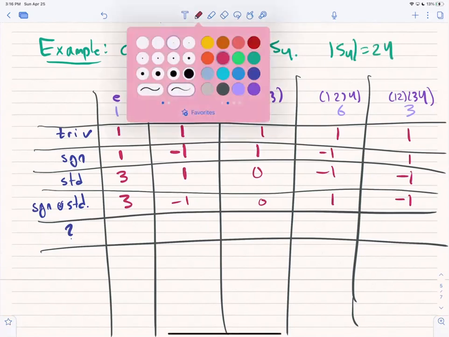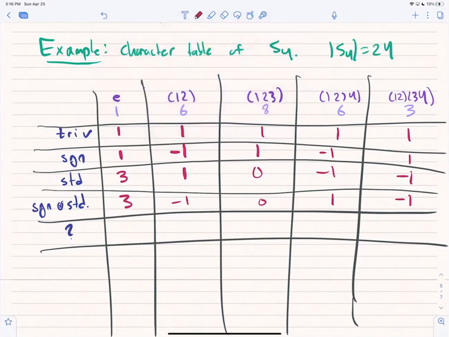And so here I'm getting 1 squared plus 1 squared plus 3 squared plus 3 squared. So that's 1 plus 1 plus 9 plus 9. That's 20. So I'm left with 4 that I need to get. And so that means this last thing has to be 2, because remember I'm adding the square. So I'm getting some 2-dimensional representation here. So 1 plus 1 plus 9 plus 9 plus 4 is 24. Okay, so whatever this mystery object is, it's a 2-dimensional representation.